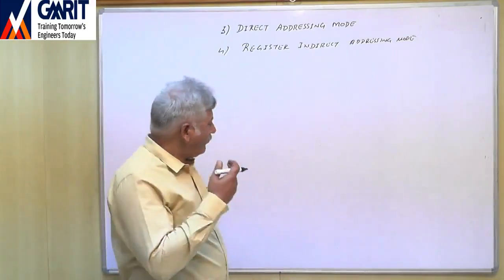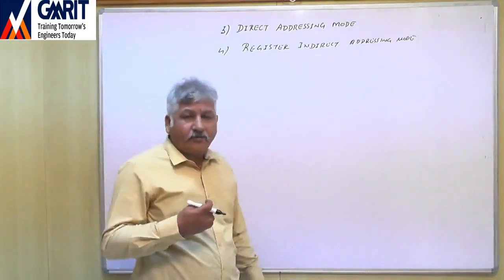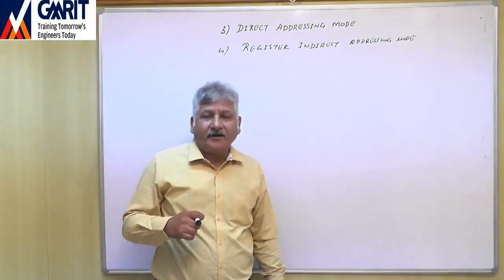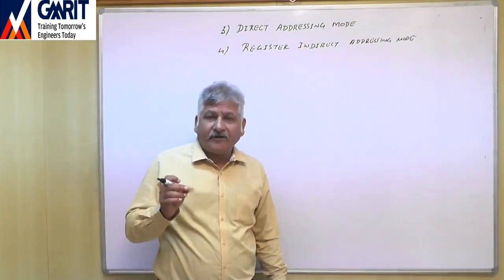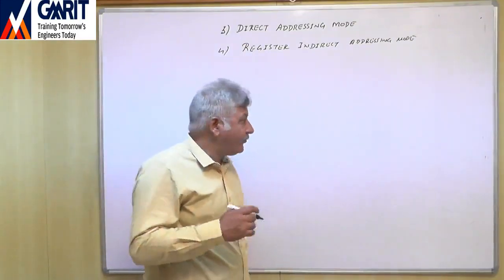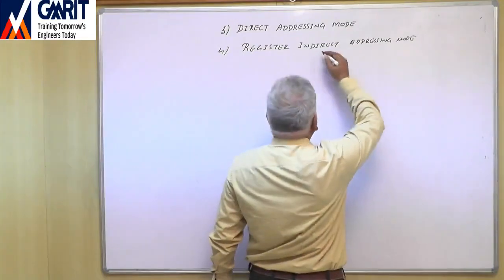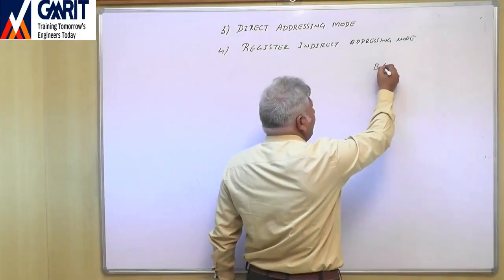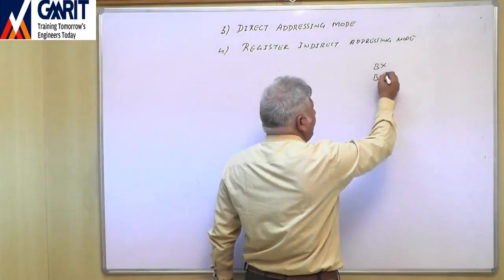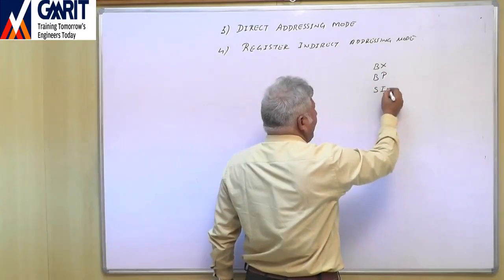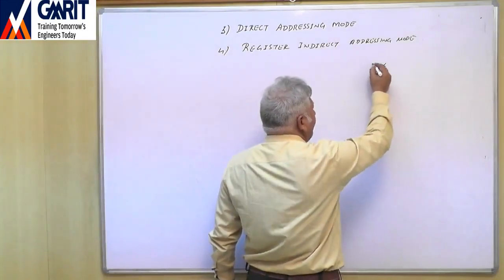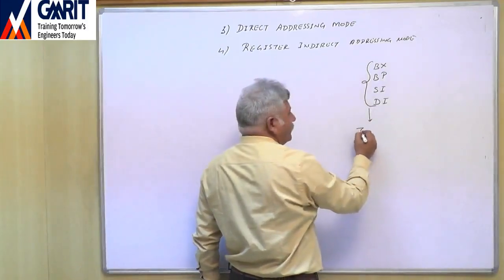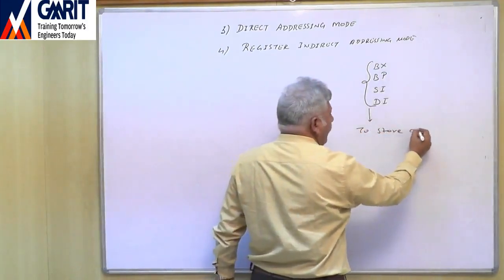And which register can we use to store the offset? We cannot use all the registers to store the offset address of our data. So there are fixed registers which we can use. In case of register indirect addressing mode, we can use register BX, BP, SI and DI. We can use only these registers to store the offset address.